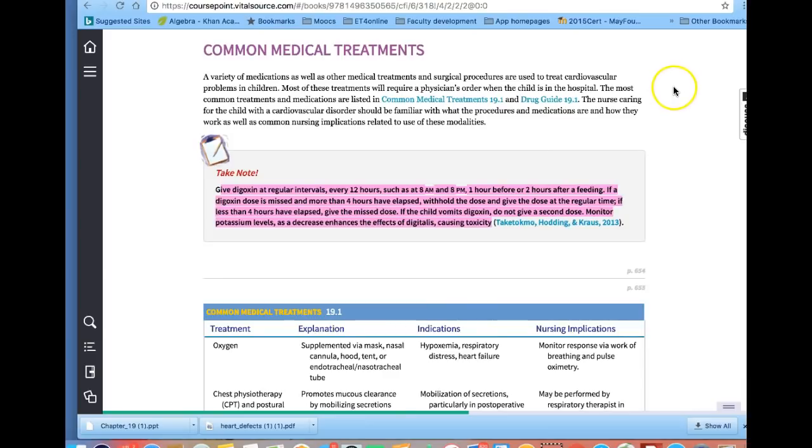All right, some common medical treatments that you're going to see in the cardiac patient. You may see digoxin given for congenital heart defect or heart failure.